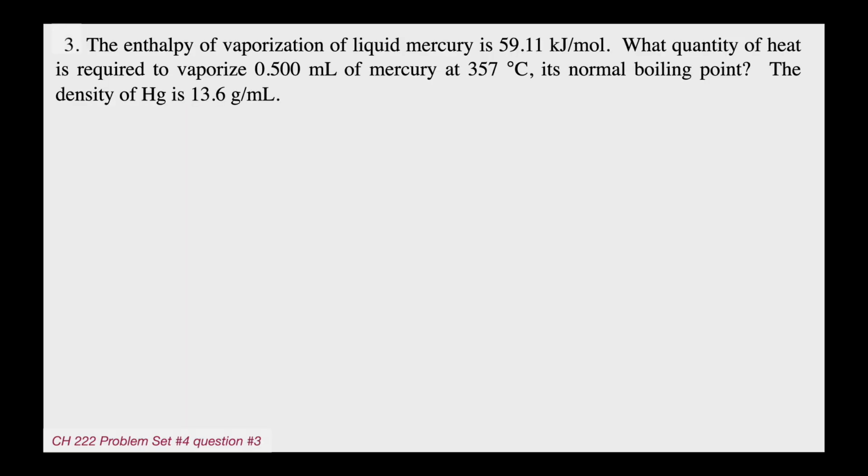The enthalpy of vaporization, which is the energy required to turn a liquid into a gas, by the way, the enthalpy of vaporization for mercury is 59.11 kilojoules per mole. What quantity of heat is required to vaporize 0.500 milliliters of mercury at 357 degrees Celsius, its normal boiling point? And the density of mercury is 13.6 grams per milliliter.